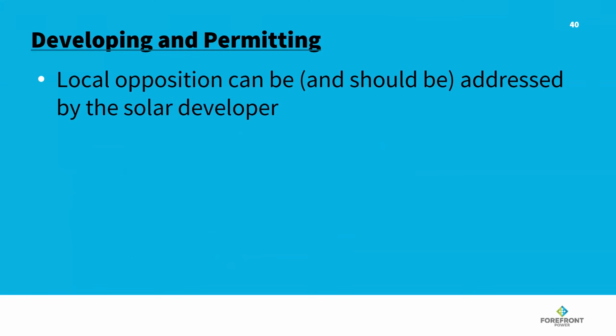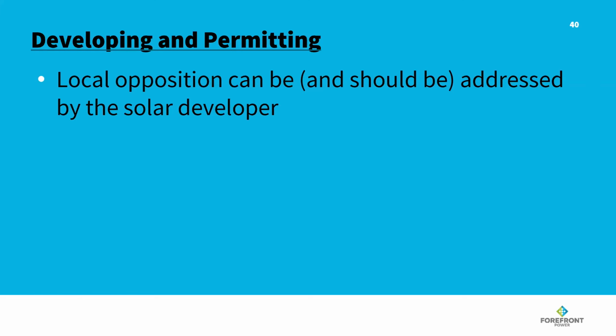Last slide here: local opposition can be and should be addressed by the solar developer. Some issues we hear, like down in Virginia, is that the property is no longer being used for agriculture. Well, okay, we can address that with something called dual use agriculture, sheep grazing inside that system. That's one way we can jump ahead in an area and address that concern. Solar is loud or noisy. Well, not really, but a developer could run a test and prove against that.